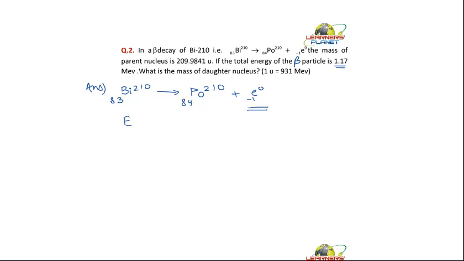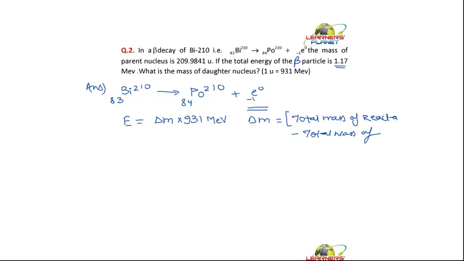Now what is our equation? Total energy is equal to delta M multiplied by 931 mega electron volts. Now what is delta M over here? Delta M is equal to the total mass of reactants minus the total mass of products. Now, the mass of reactants, what is it? The mass of the parent nuclei is given.